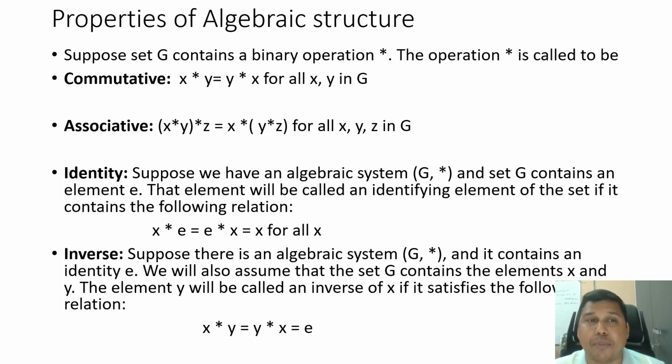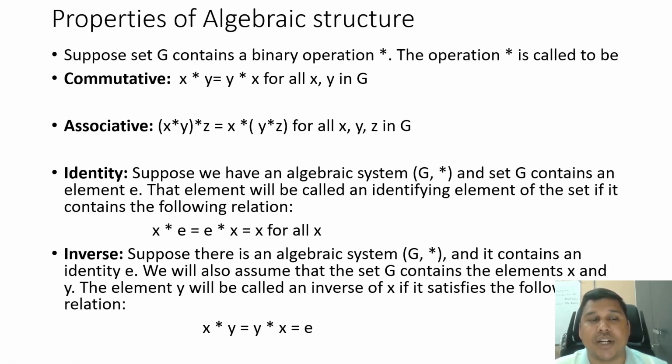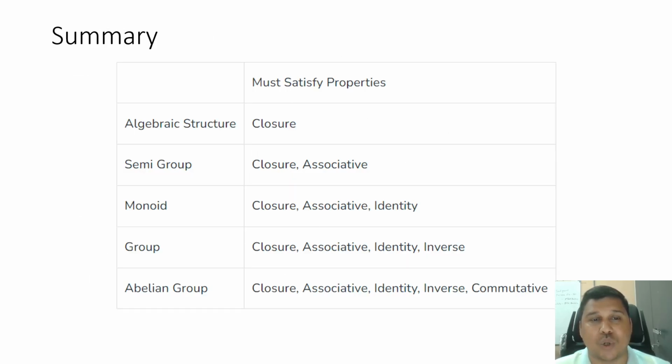So there are a total of 5 properties in an algebraic structure: closure, commutative, associative, identity, and inverse. There are different kinds of algebraic structures: semi-group, monoid, group, and abelian group. What are these? I will skip these slides and go to this table.